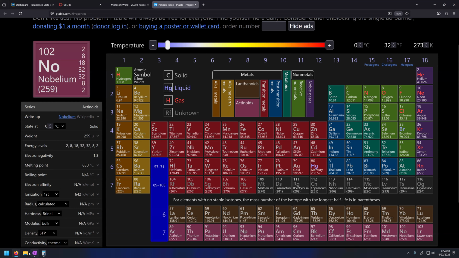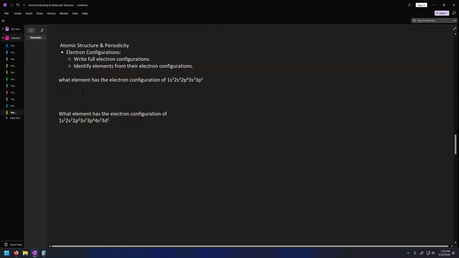Let me show you what I mean. We'll pop back over here and say, what element has the electron configuration 1s2, 2s2, 2p6, 3s2, 3p1? Now, I'm sure you guys have done the slow way of this before. You add up each of these little values, pray you didn't get any of it wrong, and then you go and count that number of spaces.